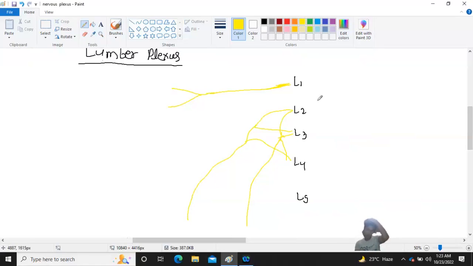Then first we draw the nerve and then name it. One originates from L1 and L2. This nerve is called the genitofemoral nerve. It has branches: the genital branch and the femoral branch.